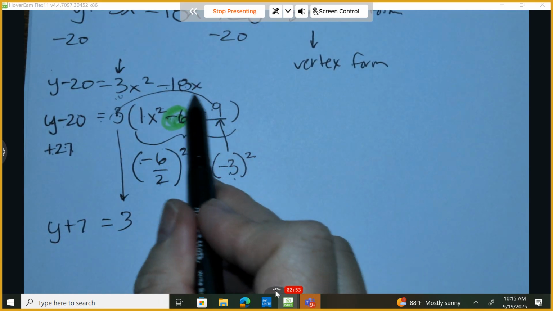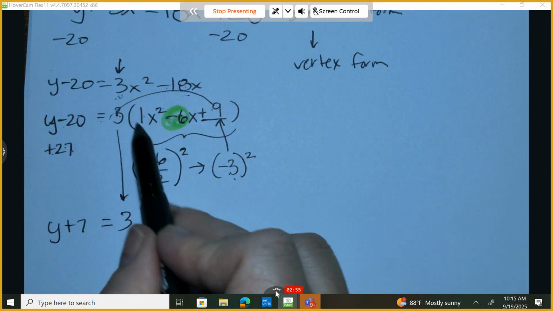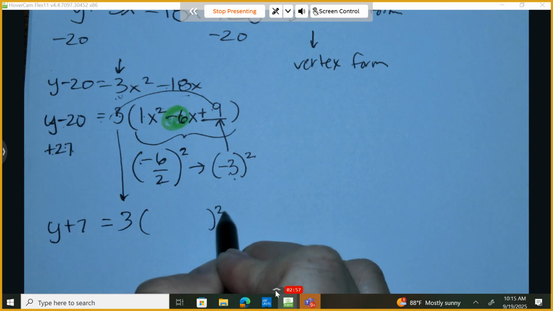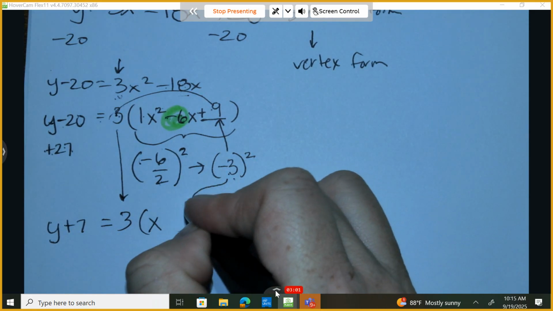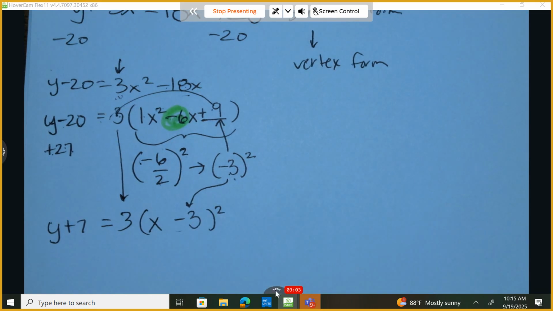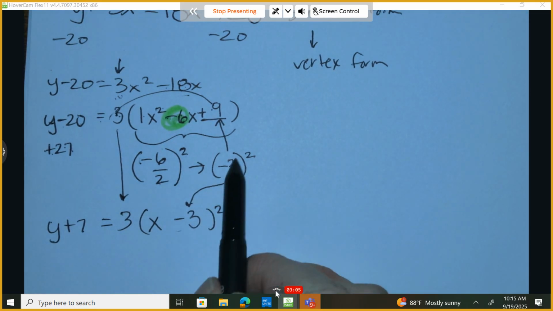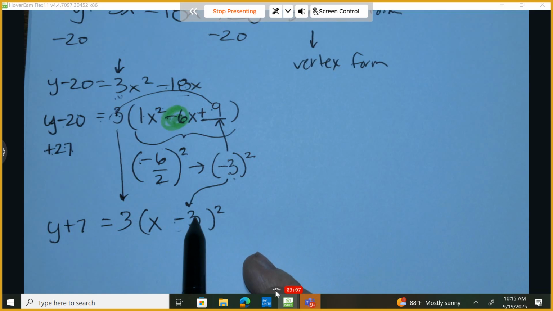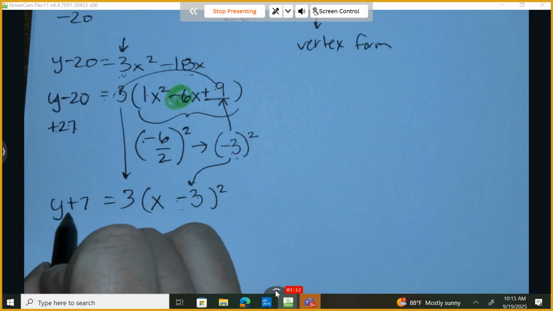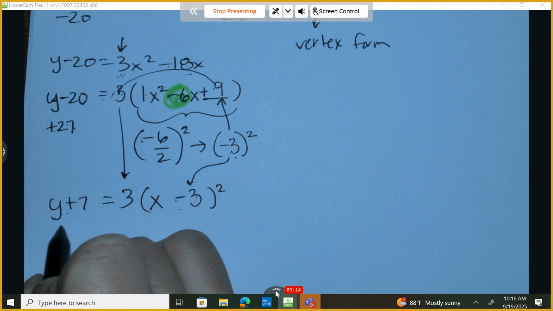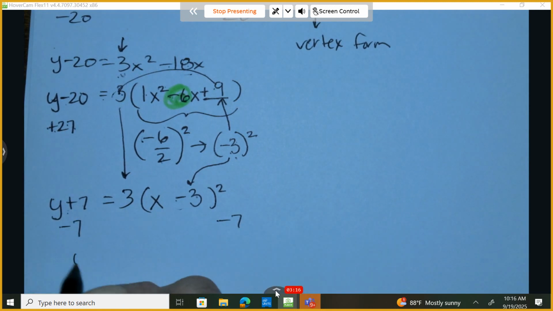There's a fast way to factor this trinomial. The quick way to factor it is put an x in front, and then behind the x, whatever is in this last parenthesis gets dropped down. So if this would have been a positive 5, we dropped down a positive 5. If this was a negative 10, we dropped down a negative 10. My last step is to move 7 to the opposite side, so opposite of adding 7 is subtracting 7.